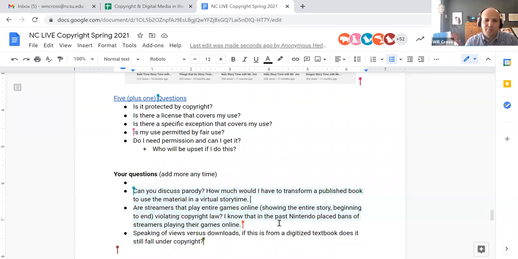Speaking of views versus downloads, this is from a digitized textbook. Does it still fall under copyright? The copyright exists regardless of the format. We generally say that copyright is format neutral. So a print book versus a scanned book versus me singing a book in the form of an opera, copyright's the same in all of those things. The Teach Act specifically says you can show people things, but you can't let them download, as a way of recreating the sense that you can show a movie in physical class, but you can't give them copies to take home with them. That's the main space where that distinction between viewing versus downloading comes into effect. But obviously there's different market harm there if I show you something versus I give you a copy to take away with you.